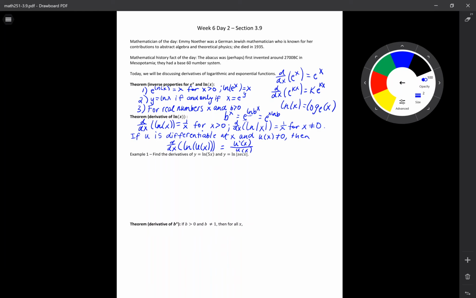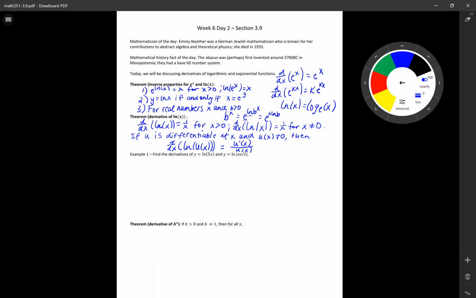We would get this same result if I used the chain rule here. In fact, this is just a special version of the chain rule, but we can use this without having to use the chain rule directly. So if I take the natural log of a function, this is a composition of functions, the derivative of that is the derivative of the inside function over the inside function.